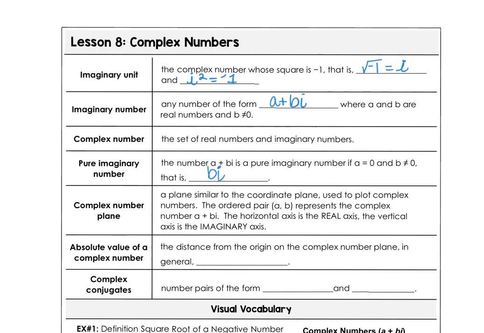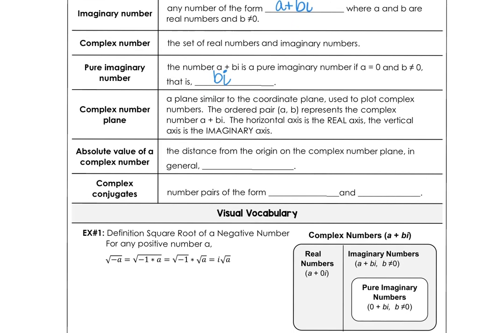Next, we see that the absolute value of a complex number is denoted by absolute value bars around a plus bi. And to find the absolute value of a complex number, we do a squared plus b squared, find that sum, and take the square root. Complex conjugates are anytime we have a complex number a plus bi and its conjugate a minus bi.